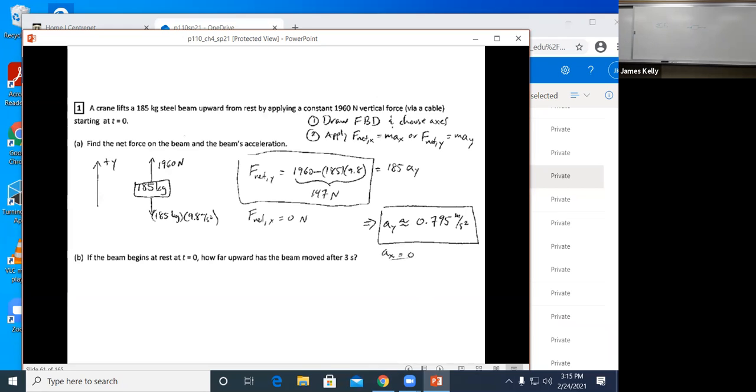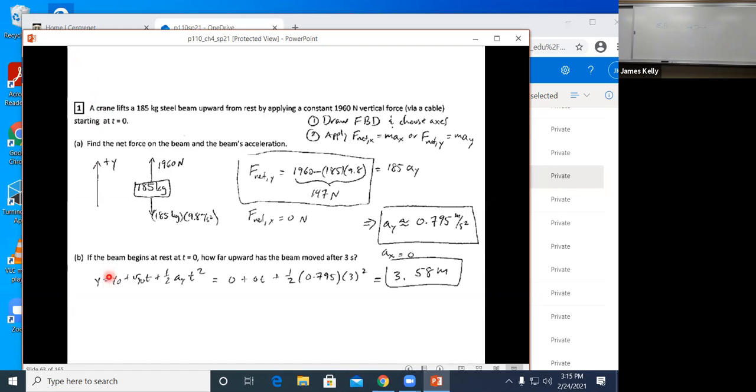Okay, so we're told in B, the beam begins at rest at t equals 0. How far upward is the beam moved after 3 seconds? That sounds like a kinematics problem, right? T equals 0 is when it starts from rest. The final is when it reached 3 seconds, right? It's still accelerating upward there, so the acceleration is constant. And here's a relevant equation that I could use, right? I know t, and I want to know y. So I use the y versus t kinematics equation. And let's plug into that.